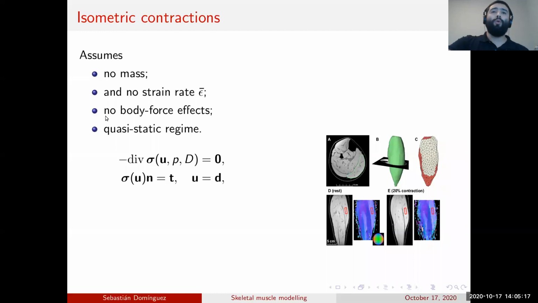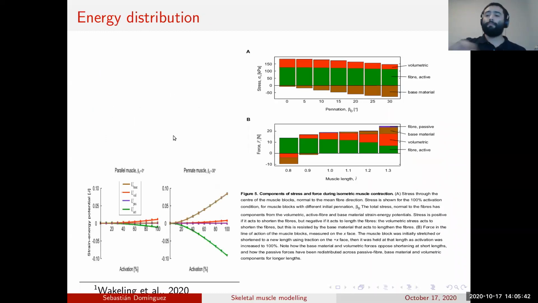Okay, and so the other assumption is that there are no body forces, which means essentially that gravity doesn't affect the deformations. You can have your own impressions, right? Like when I heard about this, I was like, whoa. And we use a quasi-static regime for that, right?